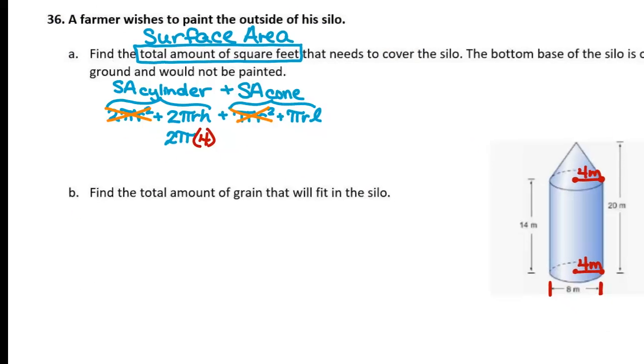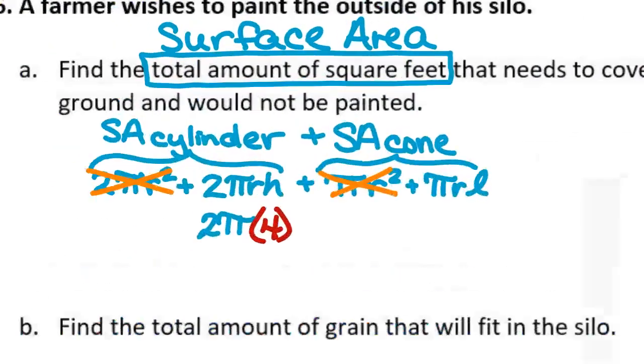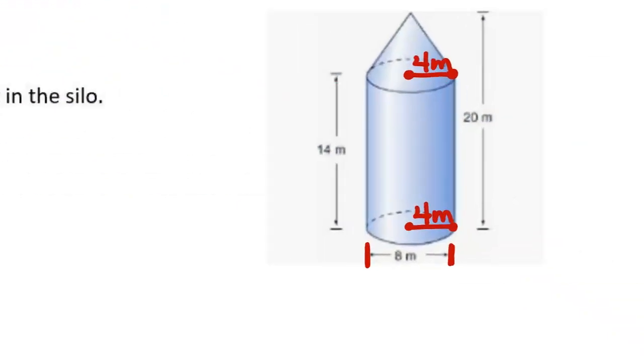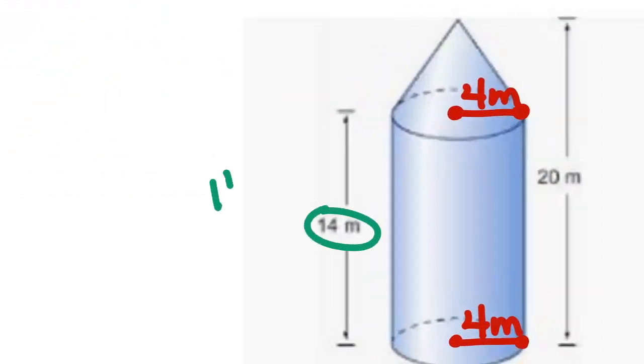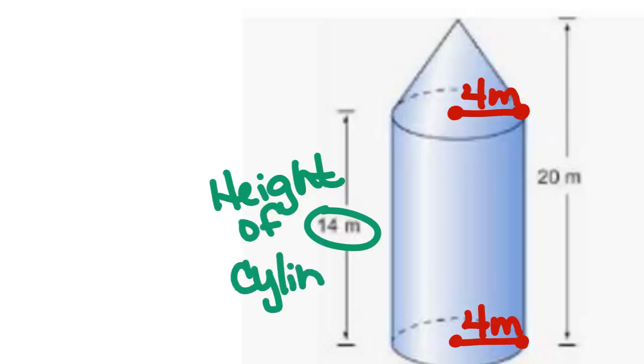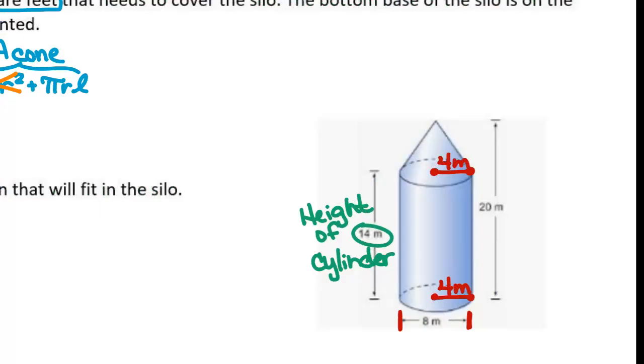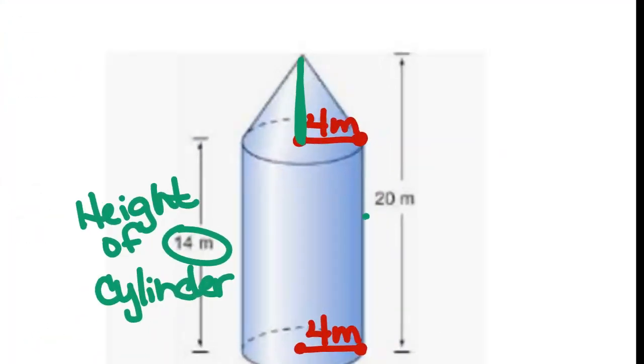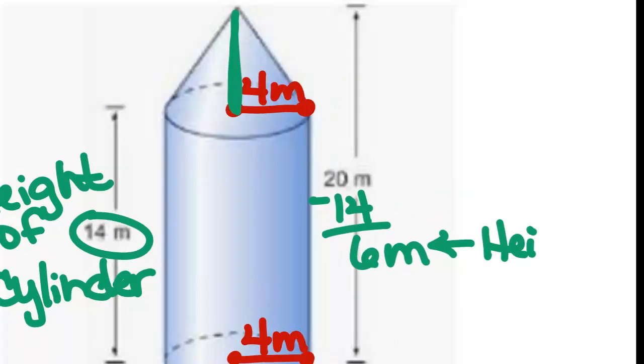What is the height of the cylinder? 14. This right here is the height of the cylinder. Well, if that's the height of the cylinder, what's the height of the cone? 6. How'd you get that? 20 minus 14 gives us 6. That is the height of the cone.